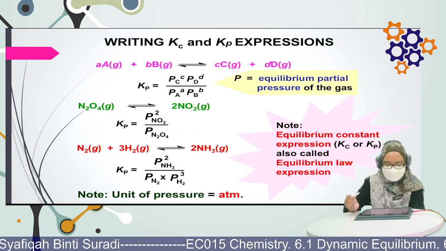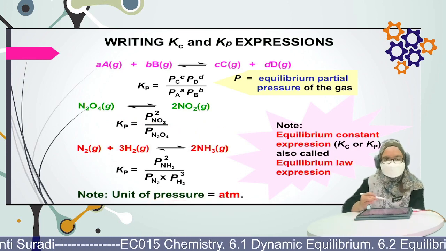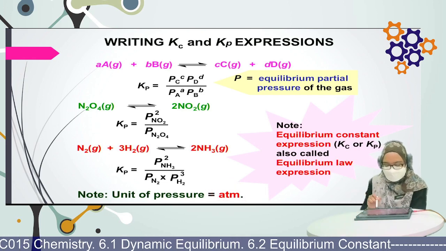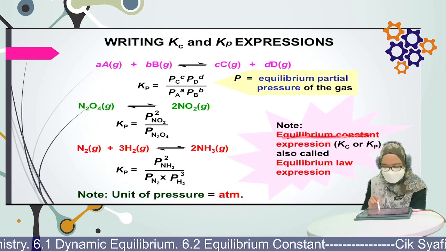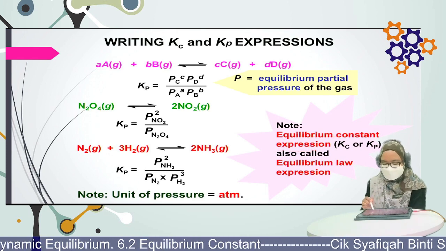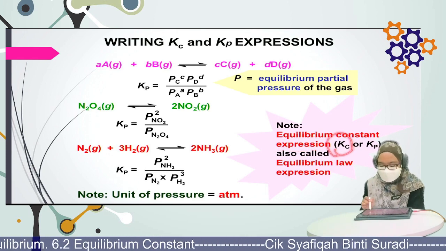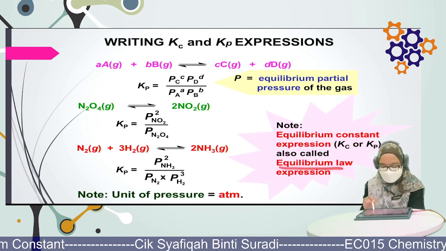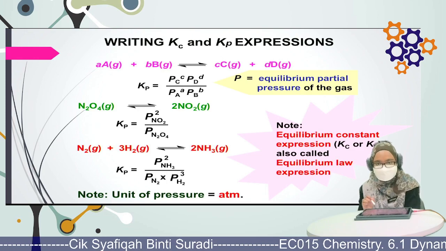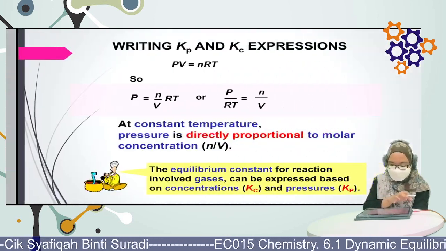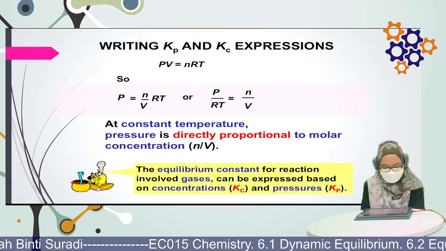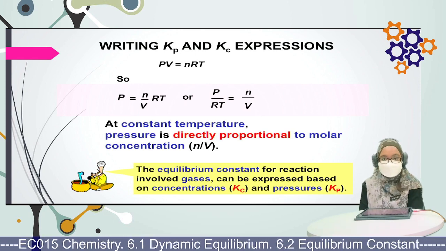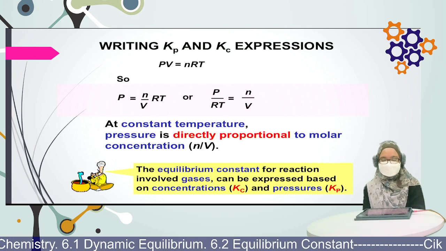Okay, so note dekat sini, unit of pressure yang awak guna dekat sini adalah ATM. Okay, so dekat sini dia kata equilibrium constant expression sama ada in terms of concentration Kc ataupun in terms of partial pressure Kp are also called equilibrium law expression. Okay. Alright, so dekat sini dia nak tunjukkan dia punya relationship lah. Okay, Kp dengan Kc expression ni.